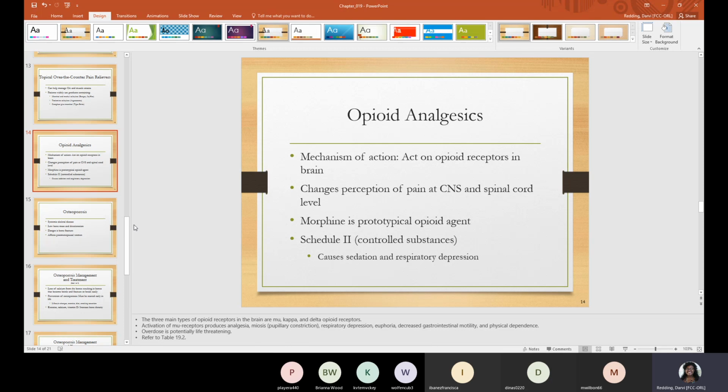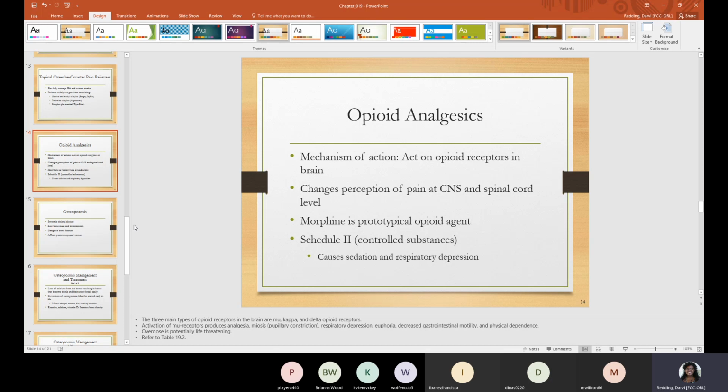Now, the mechanism of action for opioid analgesics is that they act on the opioid receptors in the brain. And so it changes the perception of the pain at the CNS and the spinal cord level. One of the most common, or should I say, the prototypical opioid agent is actually morphine. Morphine is available in an oral form as well as an injection form. So there are different types of medication forms that the opioid analgesics can come in. They can also come in patches.